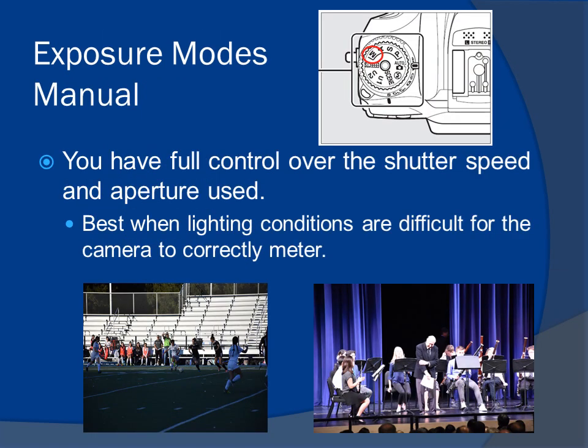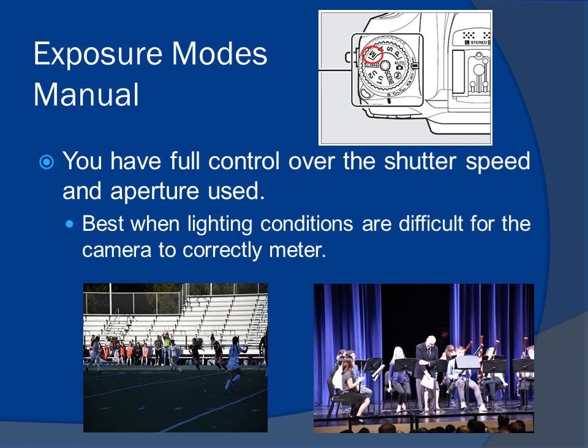Exposure mode manual. You have full control over the shutter speed and aperture used. Best when lighting conditions are difficult for the camera to correctly meter, as in the two pictures below. Picture left. The light is reflecting off the aluminum bleachers and your camera is going, whoa, too bright. And it closes down the exposure so the players on the field go dark.